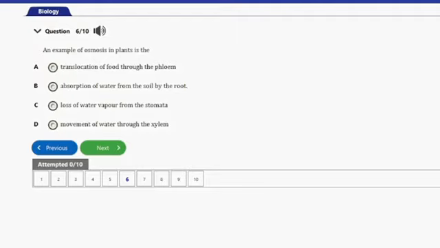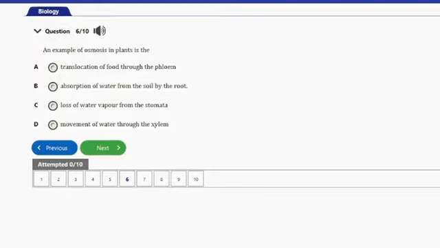translocation of food through the phloem, B. absorption of water from the soil by the roots, C. loss of water vapor from the stomata, D. movement of water through the xylem.